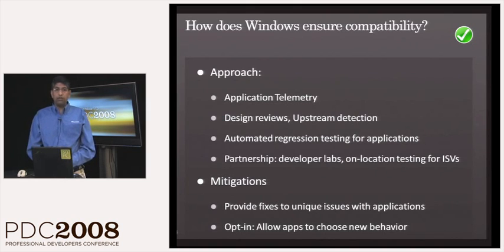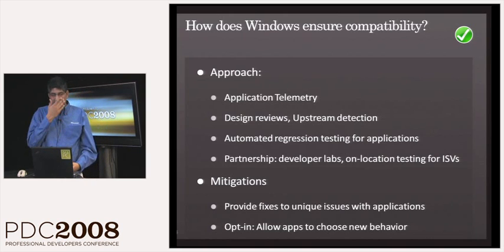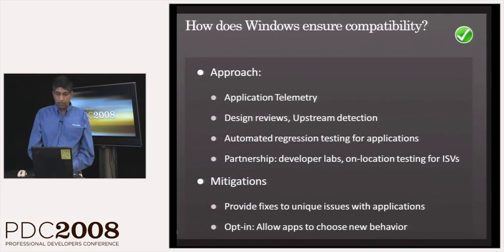We also have a new opt-in behavior in Windows 7 where you can get a class of applications to be selected into a certain behavior in an API. For example, a new change in an API in Windows 7 may cause an application behavior change. However, if an application is aware of that change, it can opt in to that change. If it's not aware, it will get the legacy behavior. So these are kind of the approaches that we have for ensuring compatibility.